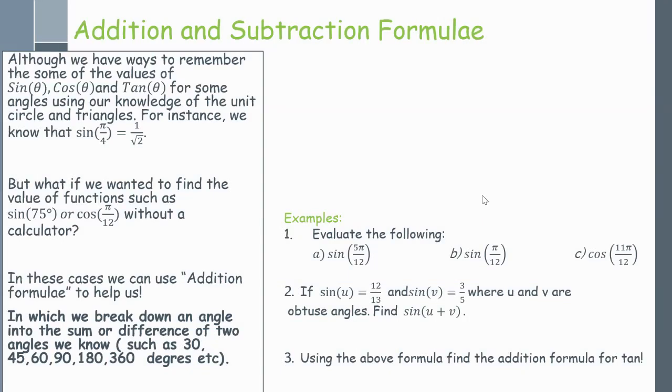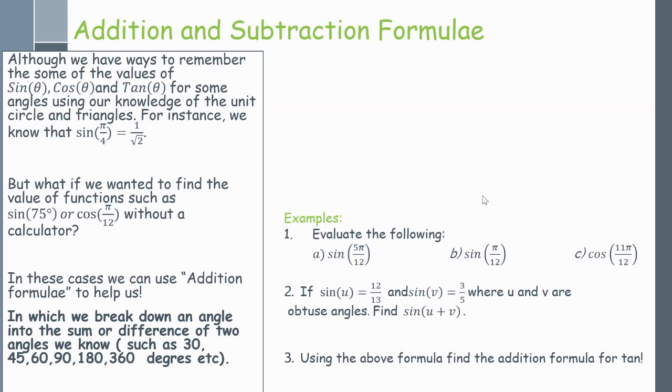This is chapter 14D of the textbook, and it's about the addition and subtraction formula for trigonometric functions. Although we have ways to remember some of the values for, say, sine theta, cos theta, or tan theta, and we can use our knowledge of the unit circle and triangles, we tend to put into memory that sine pi on 4 or 45 degrees is 1 on root 2, or root 2 on 2. But for some angles we don't know, and we don't stick these to memory.